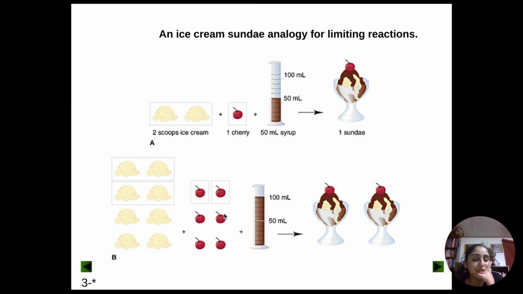You would think it would be 6 cherries, but in reality, the thing that limits you is the ice cream, because you only have 2, 4, 6, 8. So you can only make 4 ice cream sundaes. So this would be more limited than this, and this even more so because you only have enough for 2 sundaes. So you can only make 2 sundaes because of these factors.